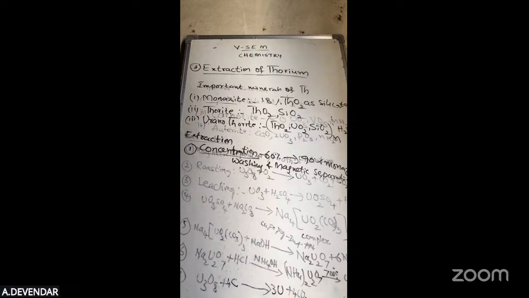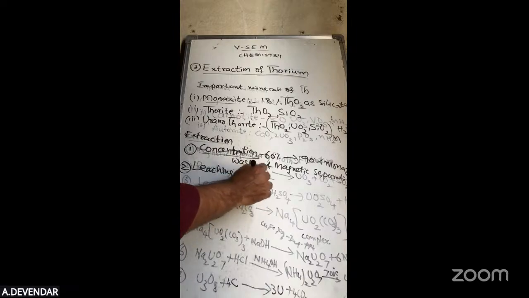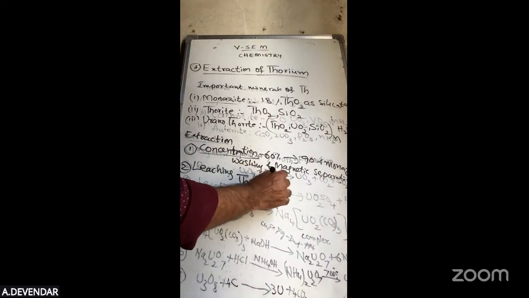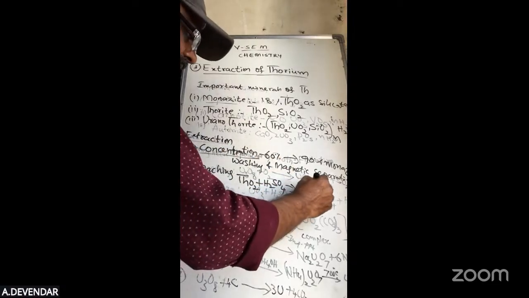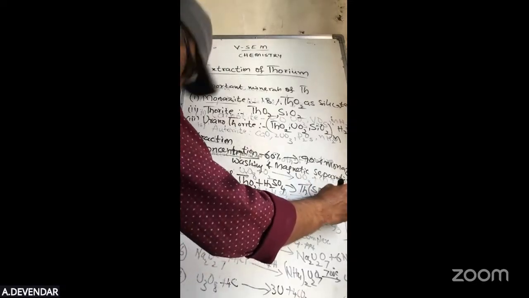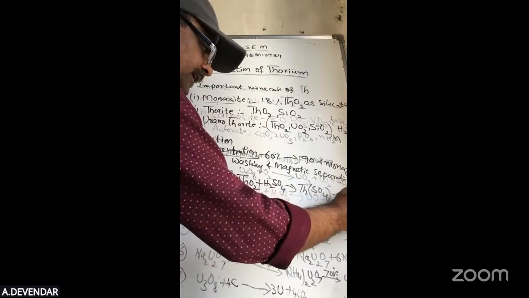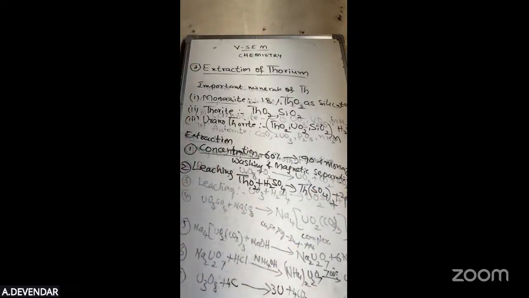Okay. Next is leaching. Monazite is heated in the presence of concentrated sulfuric acid. The second method is leaching. So here monazite, that means thoria, is heated with the sulfuric acid. We are getting thorium sulfate, and the water molecule will be removed. Okay, this is the thorium. That means leaching.